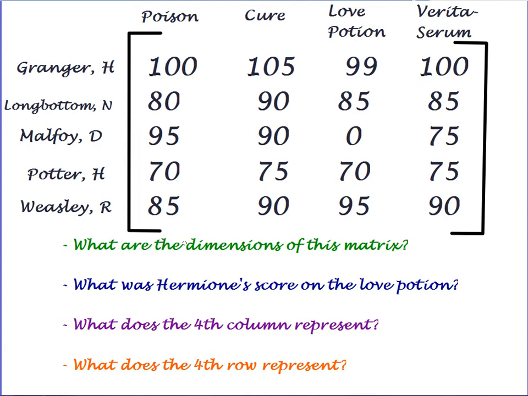What are the dimensions of this matrix, the very first one? 5 rows and 4 columns means that this is a 5x4 matrix. What was Hermione's score on the love potion? She got a 99. It was quick and easy to find.